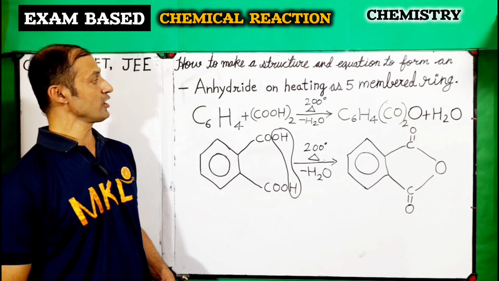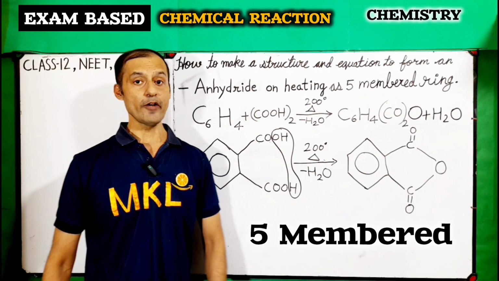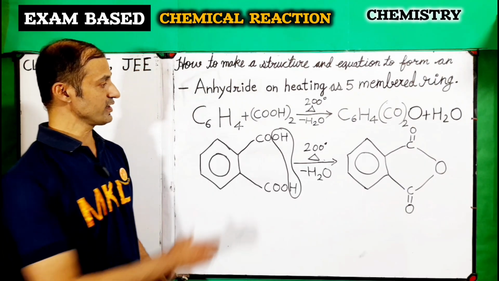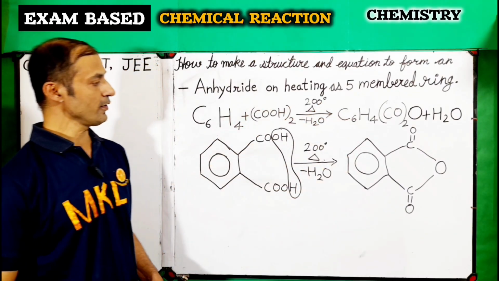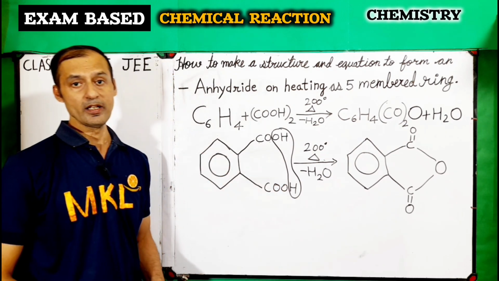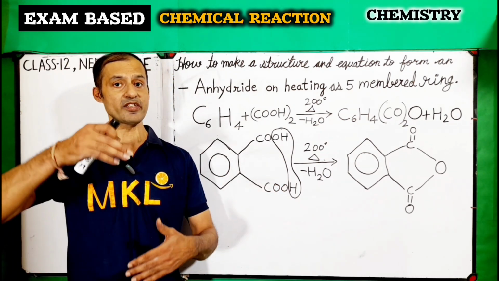First of all, the question is related to the anhydride 5-membered ring. So we have to make the 5-membered ring, students. Okay, so this is our logic, this is our answer. And after solving this, such a type of equation will emerge, students. But I'll teach you everything step by step, students.